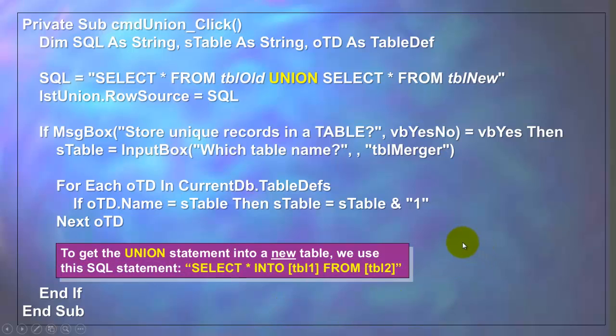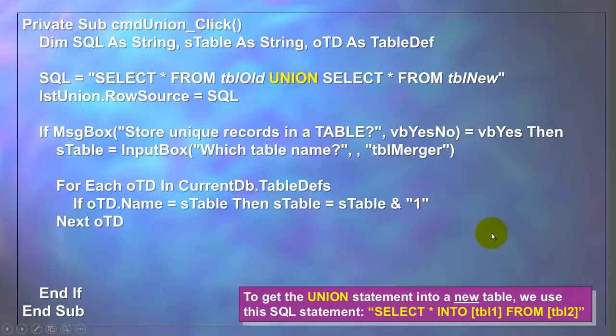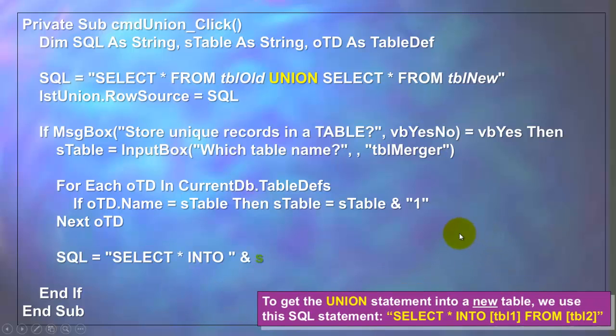Then we use the union statement, so that we put everything into a new table. You do that with a SQL statement: SELECT all the fields INTO a new table FROM the old table. So that's what the code is going to do. The SQL statement is now SELECT all the fields INTO sTable, the new table with the name Table Merger or Table Merger 1, etc., FROM the SQL statement that was this old one that was based on the union statement.